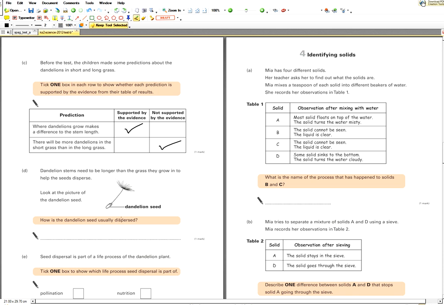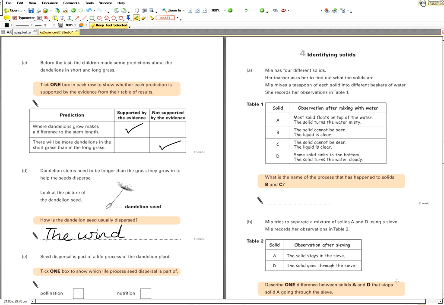Disperse, it flies away. So what is causing it to fly away? The wind. That's right, so it's dispersed by the wind. Okay, you can say by air as well, or it is blown, the seeds float away. But the wind is nice and good. By the wind.